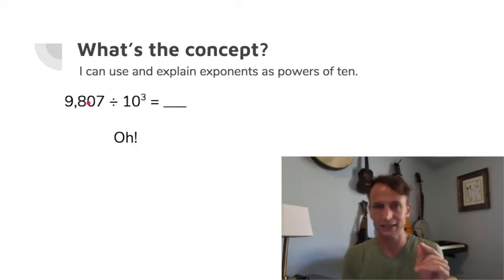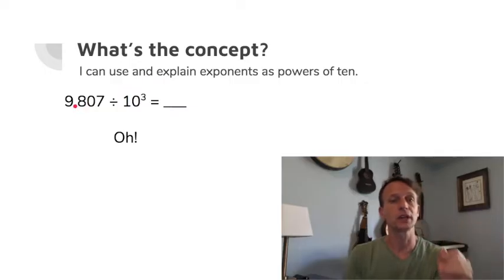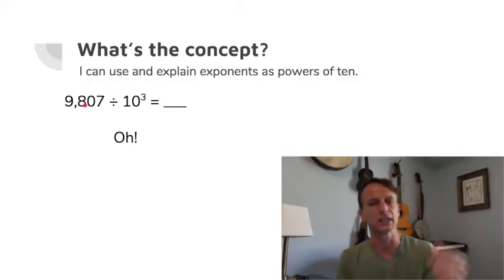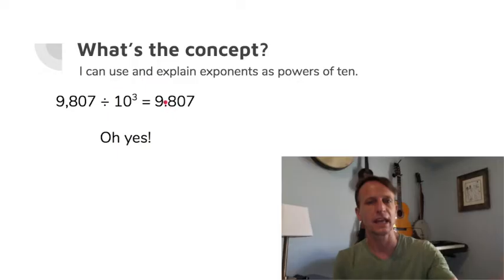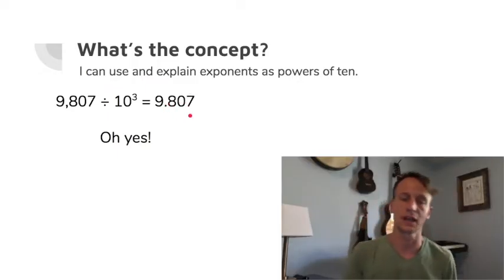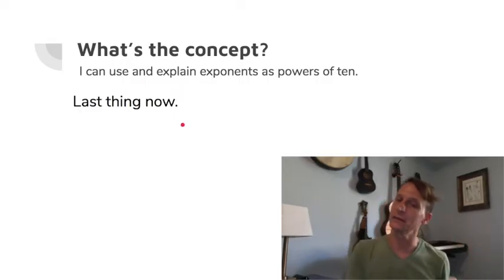9,807 divided by 10 cubed. Oh, 1, 2, 3. 9.807. And notice I am saying it that way on purpose, because just think about how to write it first before you think about how to read it. 9 and 807 thousandths. Very good. I know, you might be getting tired. If you need, pause the video, go take a little walk.